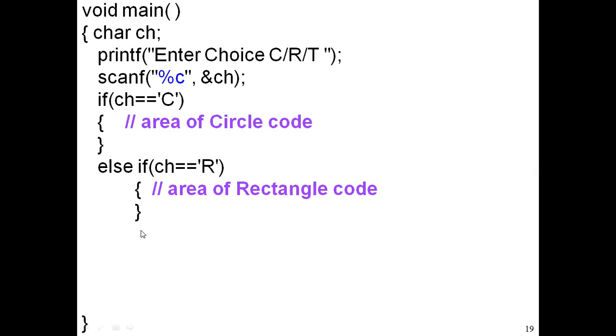Else, what does else mean? Choice is not R. So the first else has told you it is not C. The second else will tell you it is not R.